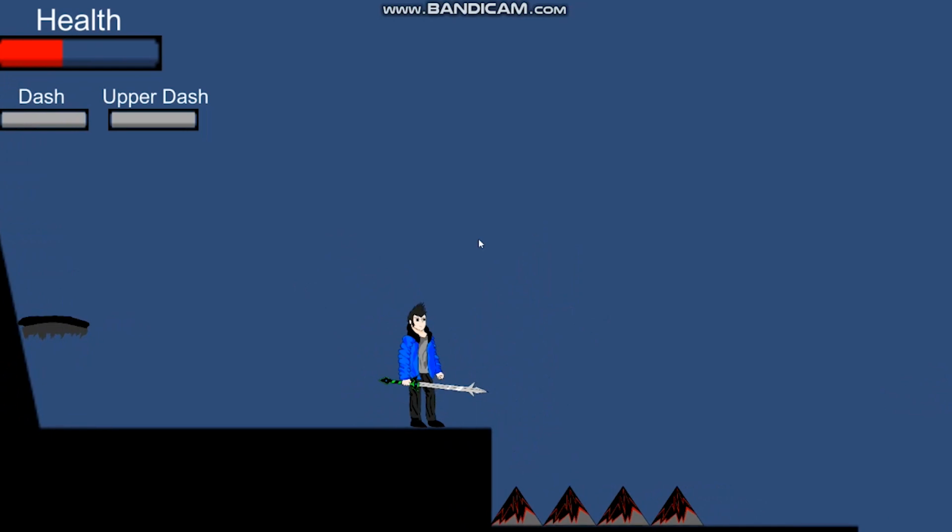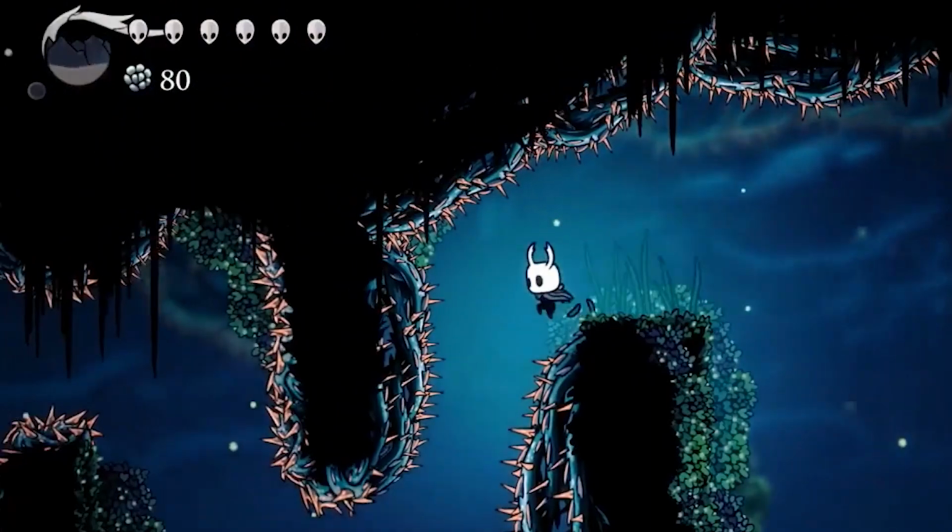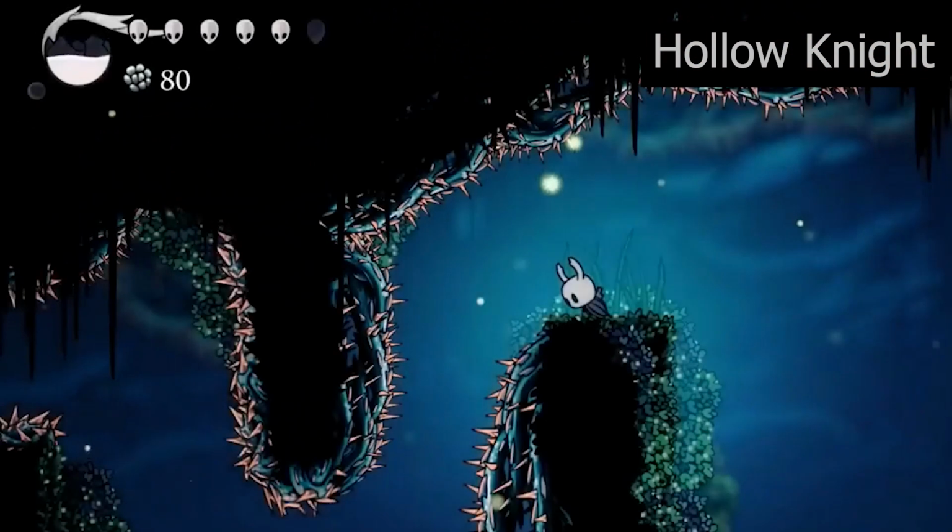The spikes, for now, I made them teleport me and hurt me at the same time, but I am supposed to make some fade out when that happens. It's just an inspiration from another game called Hollow Knight.